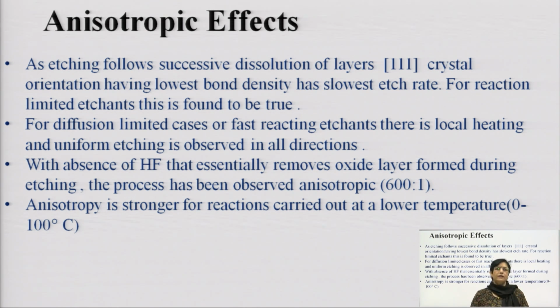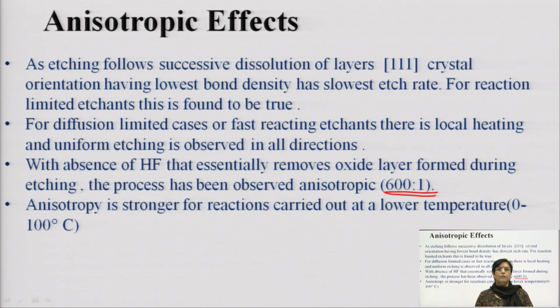For the diffusion limited case, with the fast reacting etchant, there is local heating and uniform etching is observed in all directions. With the addition of HF, that is hydrofluoric acid, it essentially removes the oxide layer formed during etching. The process has been observed to be highly anisotropic, and as much as 600:1 degree of anisotropy can be attained, where you can have strong trenches or deeper trenches created within the wafer.